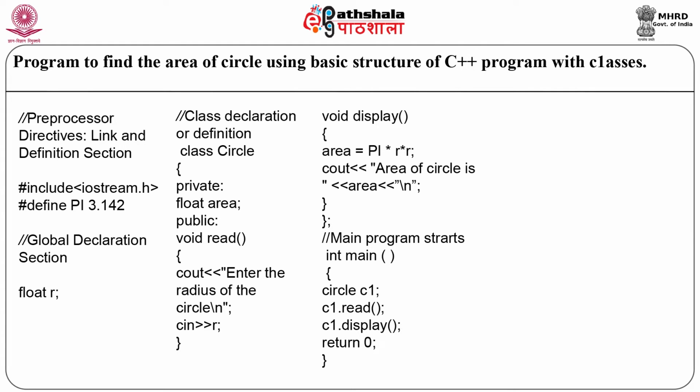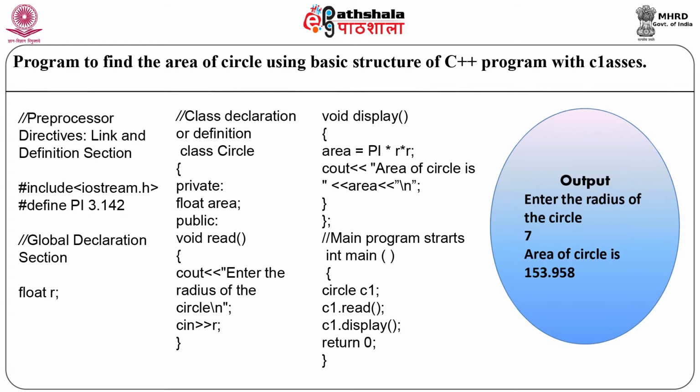Now when the above code is compiled and executed, it will ask you for the radius of the circle. Suppose the radius of the circle entered is 7, then it will display on the screen the area of the circle is 153.958.